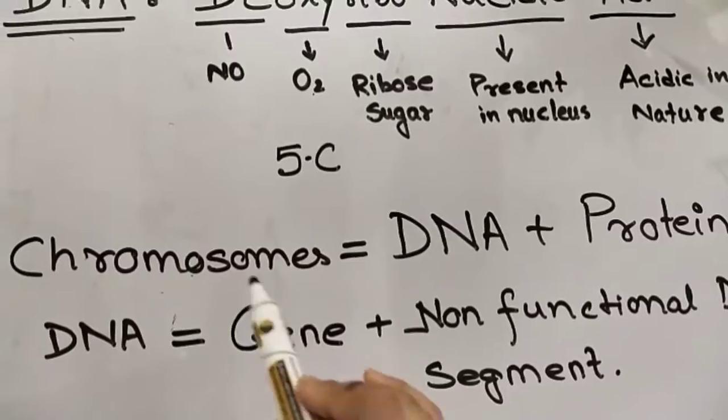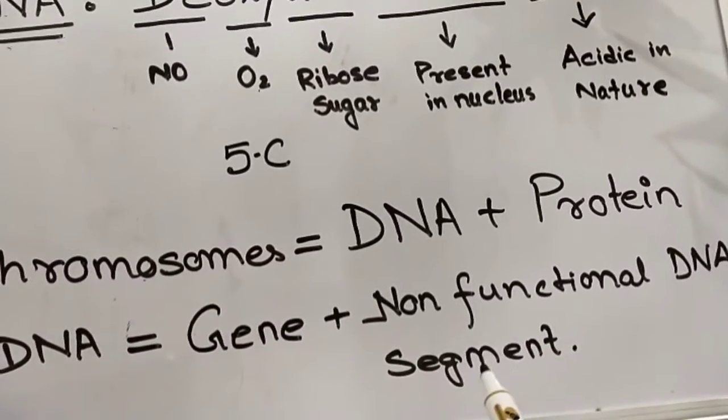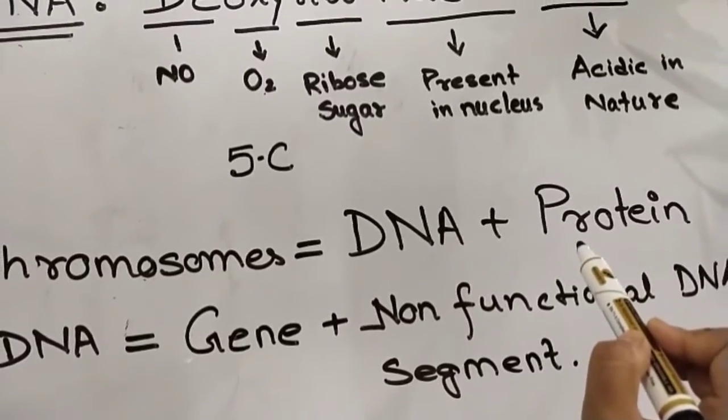So what can we say? That a chromosome is made up of genes, the non-functional part of DNA, plus protein.